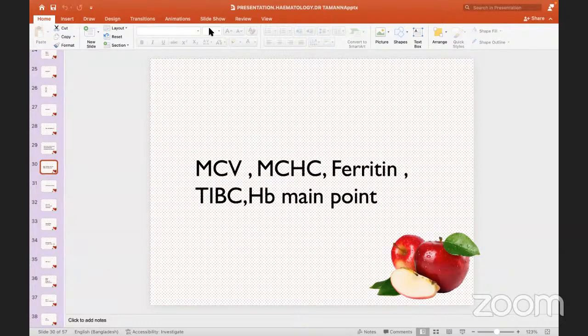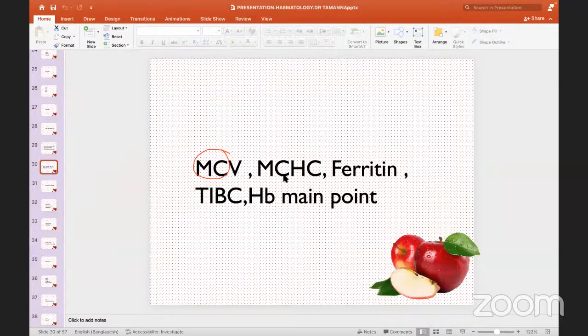Remember, microcytic means MCV is low. MCV, volume is low. That is called microcytic. And macro means MCV is high. So micro and macro. And normal means MCV is normal.